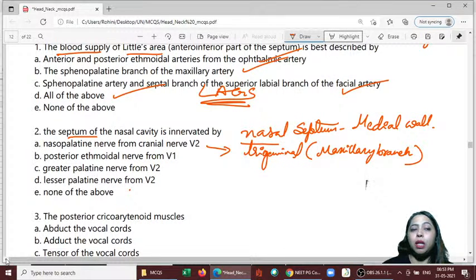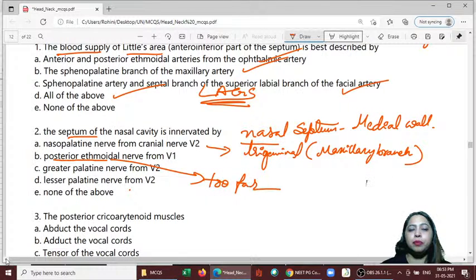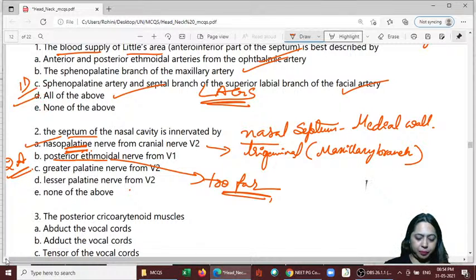Posterior ethmoidal is way too far. The nasal septum is very close to the palate. So the nasopalatine branch of the maxillary nerve is the answer. The answer is 2A, and here it is 1D. Okay. It is not lesser palatine. It is not greater palatine. No, these are not the ones. The answer is nasopalatine.